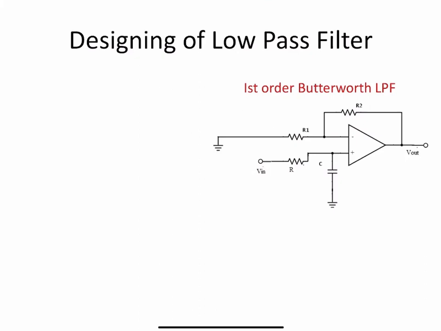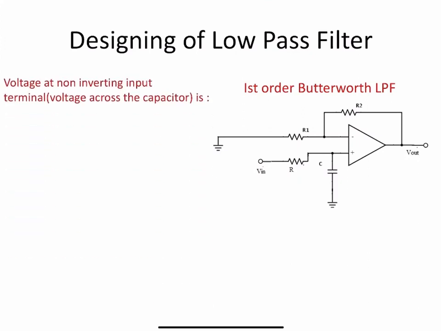And resistors R1 and R2 provide sufficient amplification to the signal. Now for the analysis of this filter, analysis means we have to find the gain of the filter. After that we will plot the frequency response. Now to get the output voltage, first find the voltage at the non-inverting terminal. Non-inverting means at this node here. The voltage at this node is the voltage appearing across the capacitor.